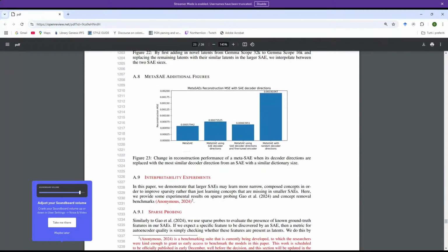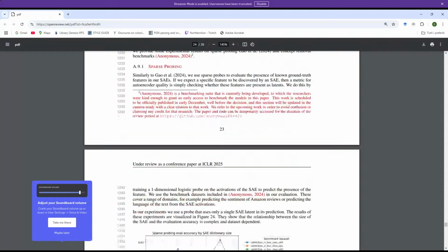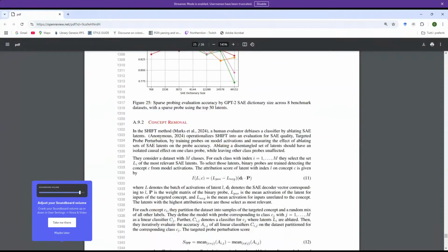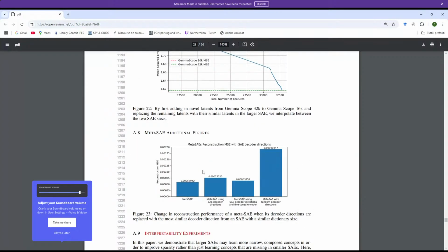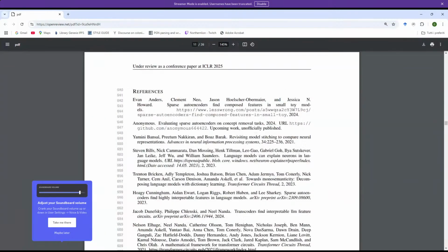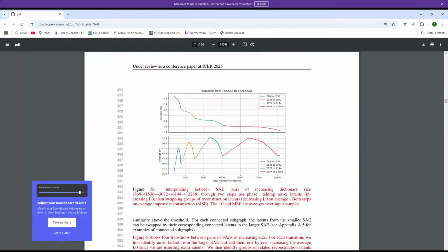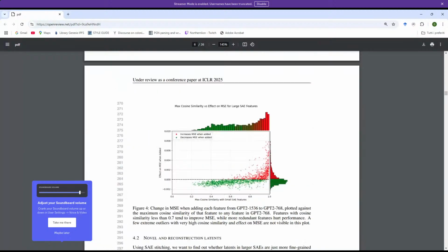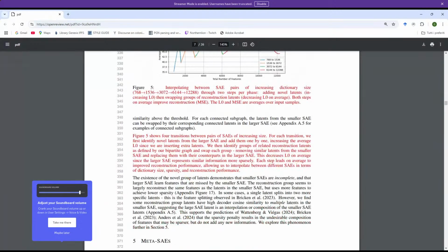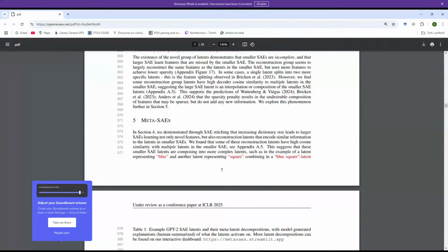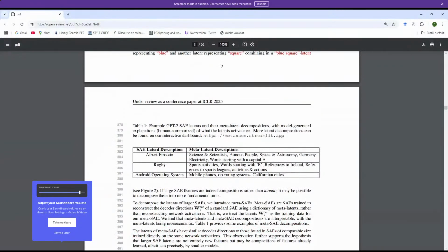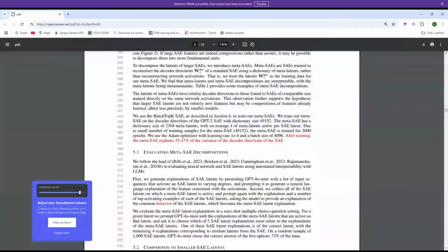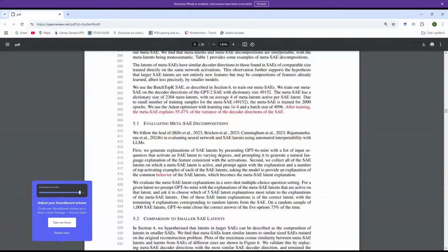Yeah, you see, meta SAEs, additional figures. They don't talk about meta SAEs more, so they don't train it on different layers or of different sizes. This article is really a combination of three different blog posts, and then they merged them together, and so because of that they didn't have enough space to go deeply into each of the sub-themes. Thanks.